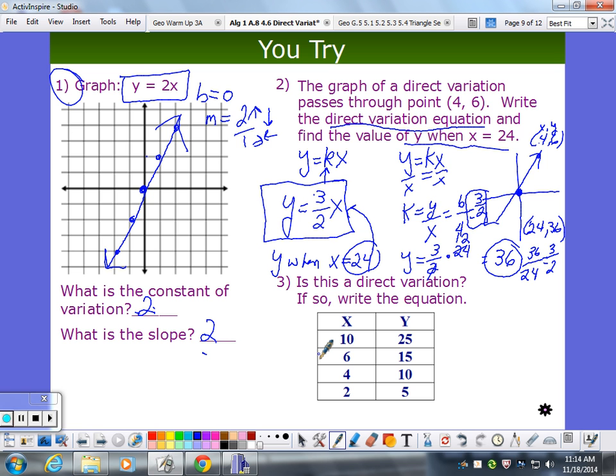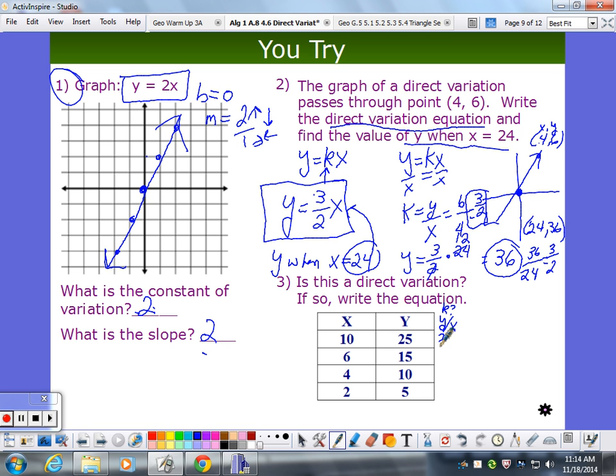Okay, I think I answered all the bits for 1 and 2, did I? Okay. What do I do here? A, B, and 3. Perfect. Okay, is this a direct variation? Yes. How can I tell? How do I know? See if it has the same k. K is y over x.